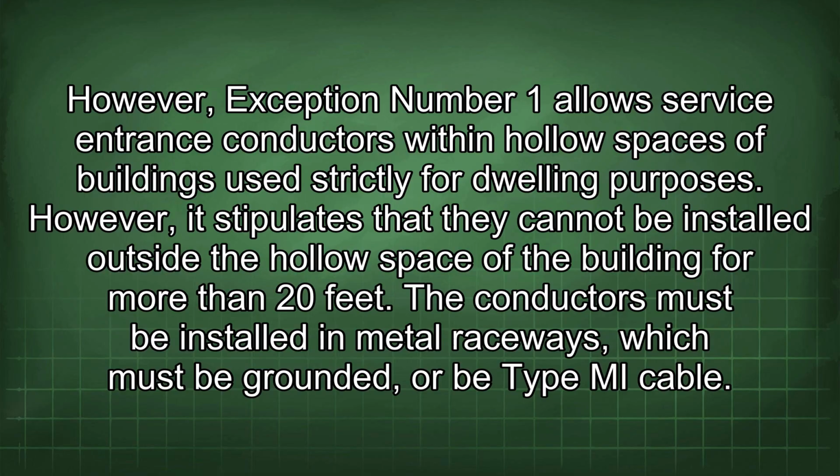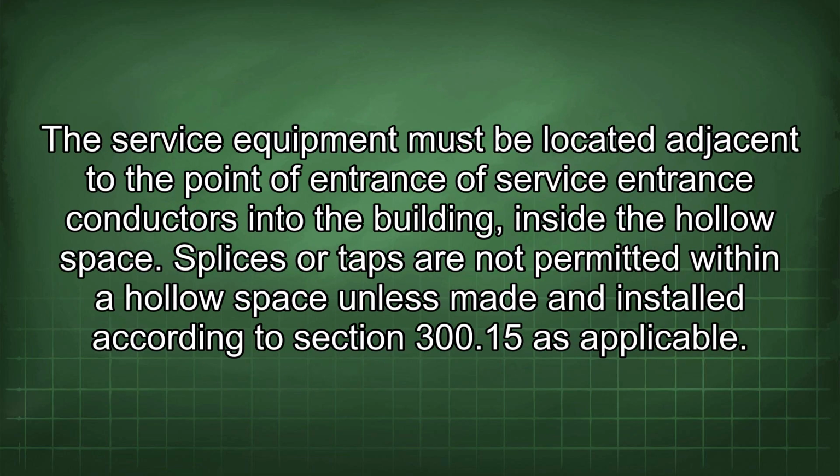The conductors must be installed in metal raceways, which must be grounded or be type MI cable. The service equipment must be located adjacent to the point of entrance of service entrance conductors into the building, inside the hollow space. Splices or taps are not permitted within a hollow space unless made and installed according to section 300.15 as applicable.